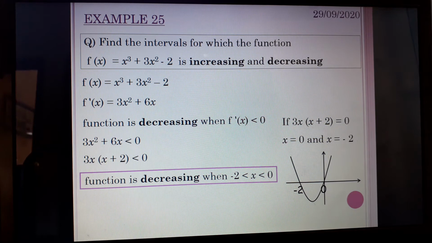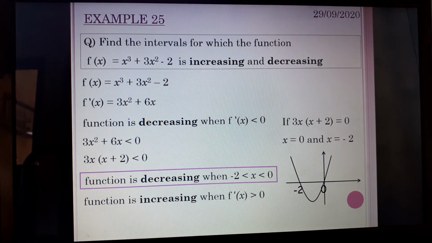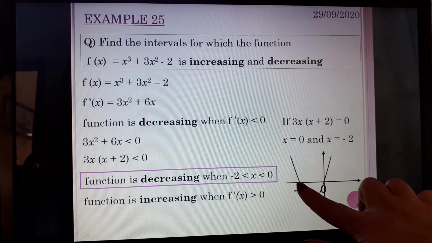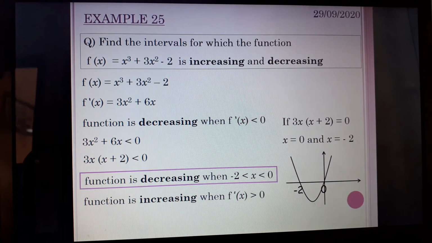We've answered the part where the function is decreasing. We now have to answer the part where the function is increasing, but we've done all of the work for it. So the function is simply increasing where f dashed of x is now greater than 0. And this is, remember, your graph of f dashed of x. So where is f dashed of x greater than 0? To the left of -2, which is where x is less than -2, or to the right of 0, which is where x is greater than 0.